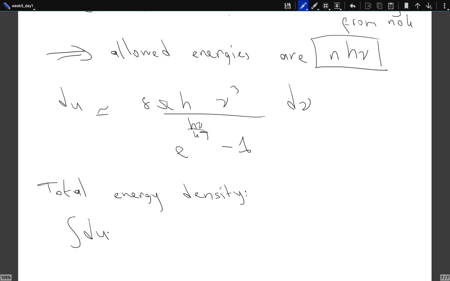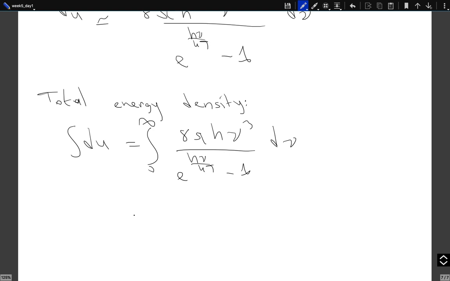Yeah, we are still looking at the cavity. Now we will go to the black body eventually. Well, first let's calculate the total energy. The total energy density is the integral of 8 pi h nu cubed divided by e to the power h nu over kt minus 1, d nu, over all energies.